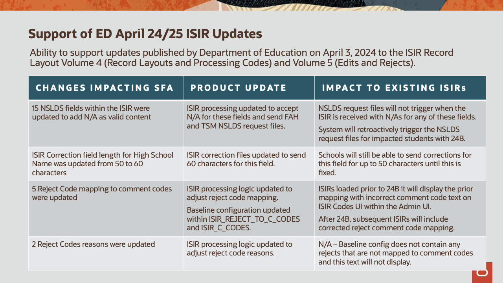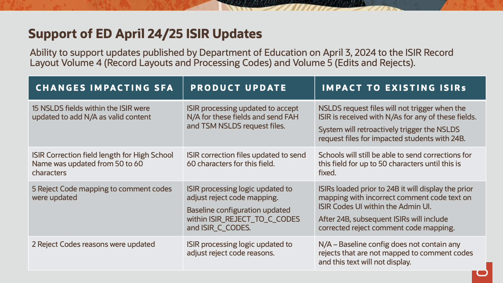An additional change that was made by Ed was to extend the ISR correction field length for high school name from 50 to 60 characters. After 24B and once the department allows schools to send corrections, we will include up to 60 characters. If a correction for this field is sent prior to 24B, it will be capped at 50 characters, but there were no other downstream impacts.